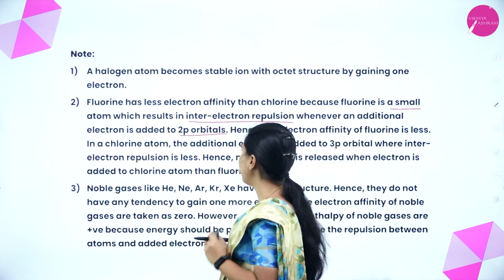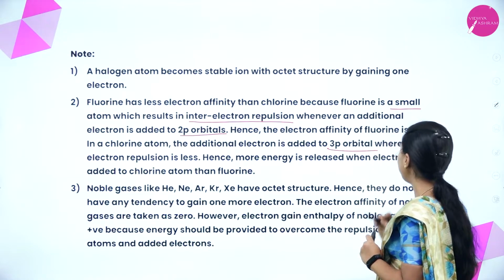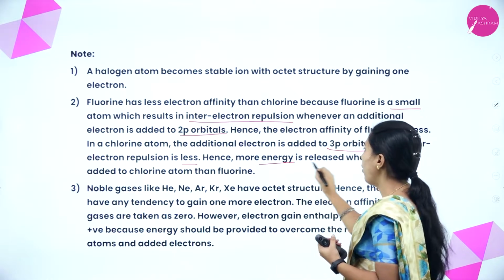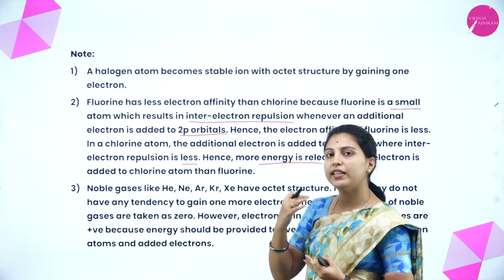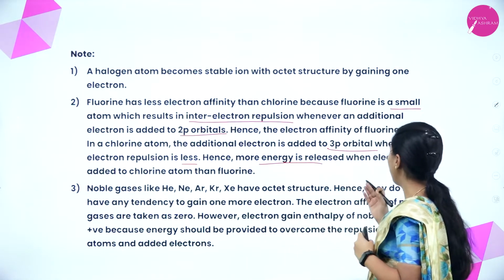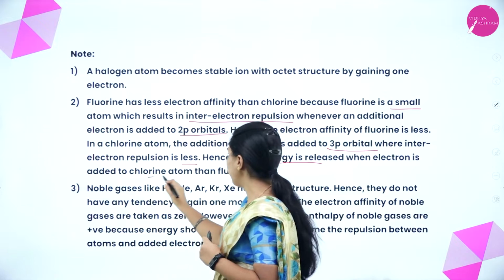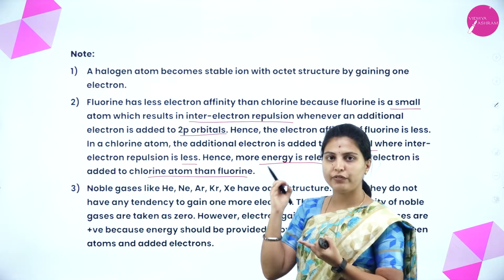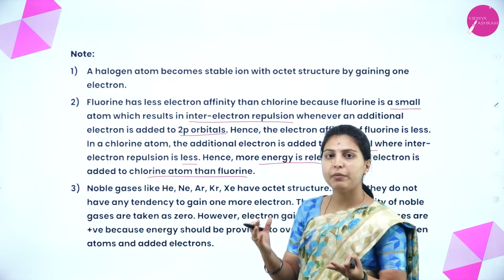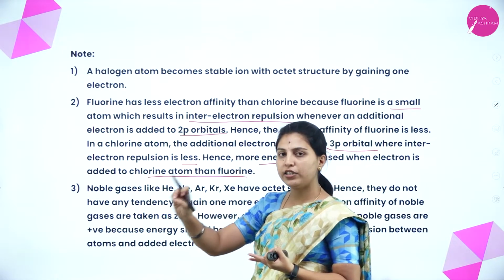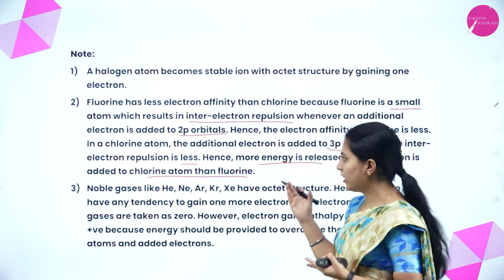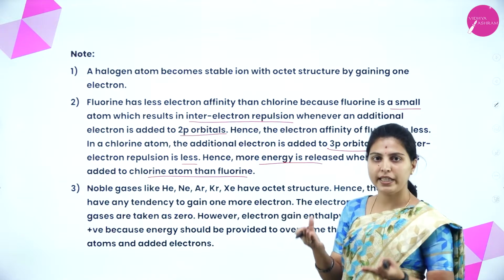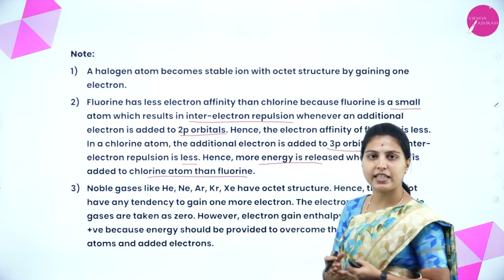Okay. In a chlorine atom, the additional electron is added to the 3p orbital where inter-electron repulsion is less, hence more energy is released. Whenever the electron repulsion is less, the energy released will be more when an electron is added to chlorine than to fluorine. When electron repulsion is less, the electron will be added to that shell. When electron repulsion is more, there is little chance of the electron being added to the outermost shell. Based on those points, they have given this example.